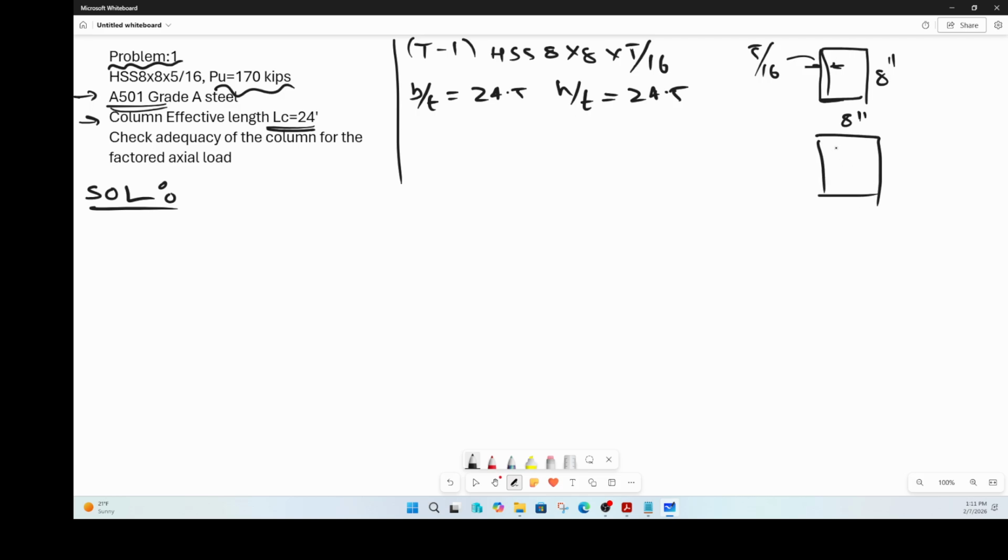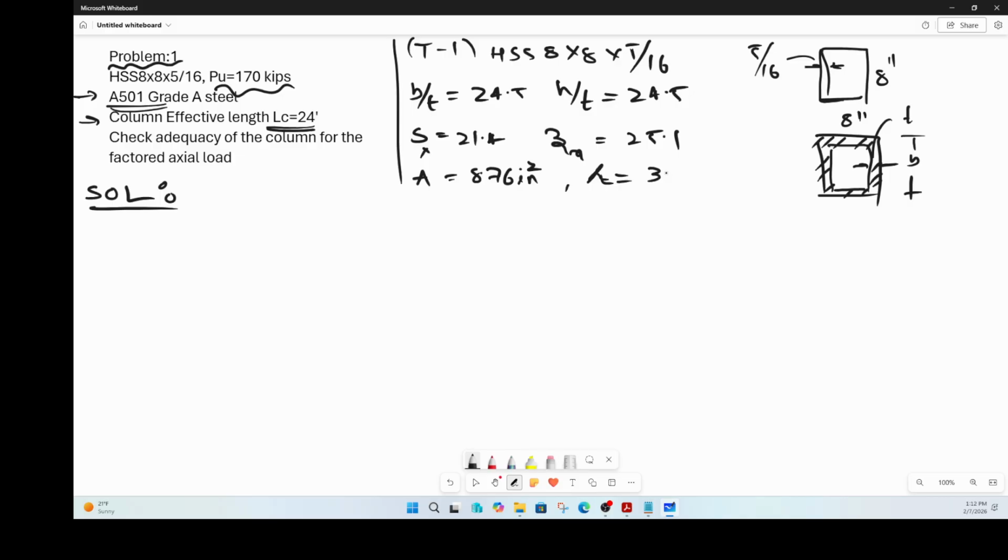b/t meaning, let's say this is the HSS section, that's the b and that's the t value there, right? And this is useful to see if you have slender flanges or anything like that. The elastic section modulus is 21.4. Z about the strong axis or weak axis, both are the same in this case, 25.1. The gross section area, that is this hatched area here, is 8.76 inch square, and your radius of gyration is 3.13.